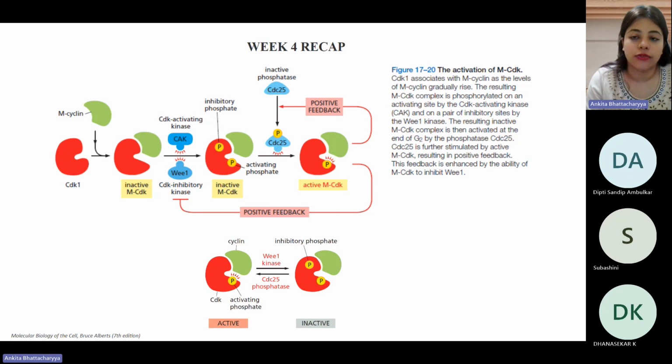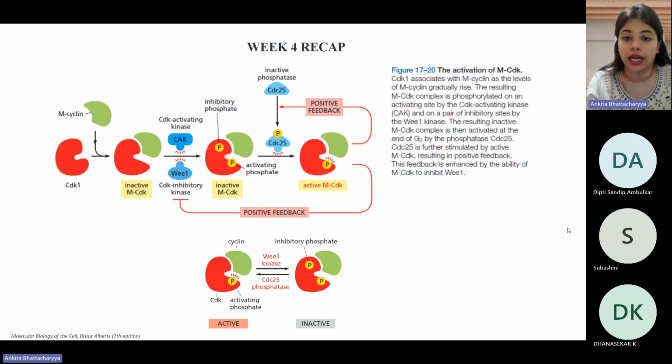The resulting complex gets phosphorylated by a CDK activating kinase, which you can see here as CAK, represented in blue, and on a pair of inhibitory sites by the WEE1 kinase. If you remember, during our initial cell cycle introduction session, we had understood that the role that phosphorylation plays for the cell cycle can be both inhibitory as well as activating in nature. So this can depend upon the context in which it is supposed to function, and the effect that it will have can also differ based on the position that the cell currently is in the cell cycle.